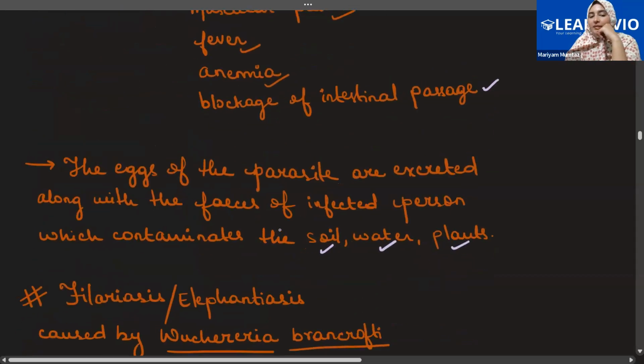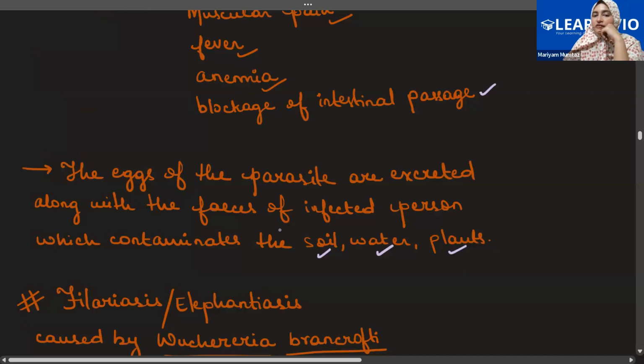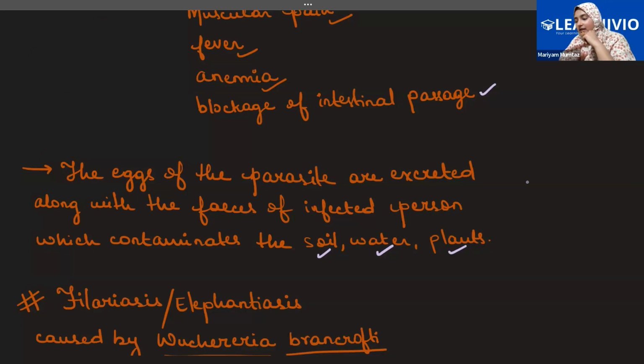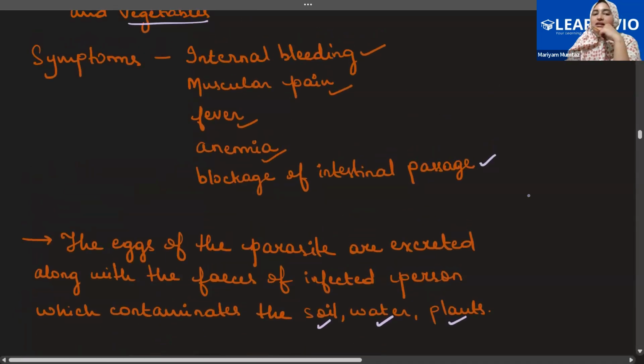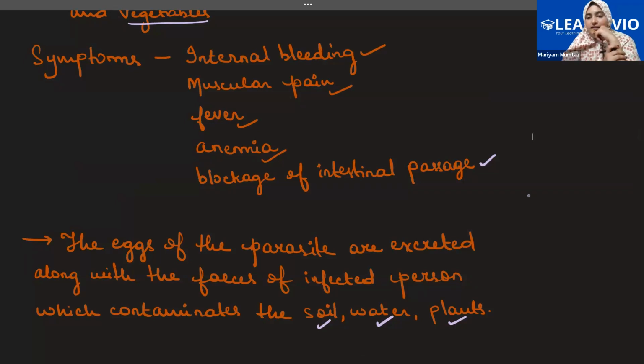Now, what happens is that the eggs of the parasite are excreted along with the feces of the infected person, which contaminates the soil, water, plants, and everything. Mainly this disease is common in villages and rural areas. Why? Because of the lack of literacy and money, they don't have proper sanitation facilities, right?